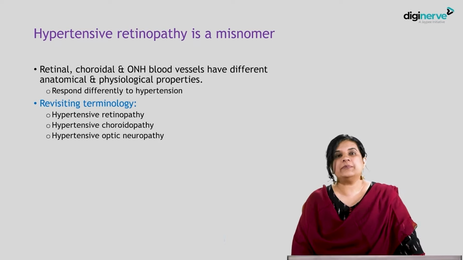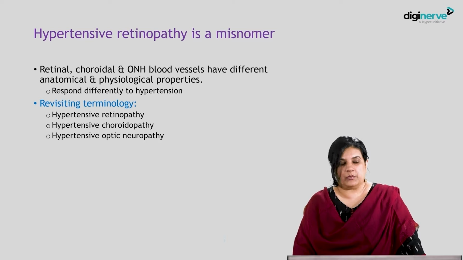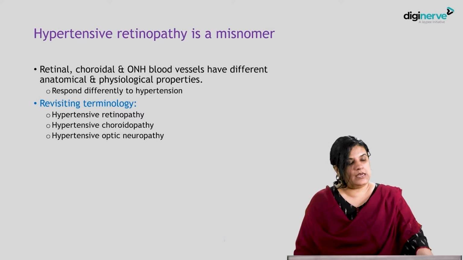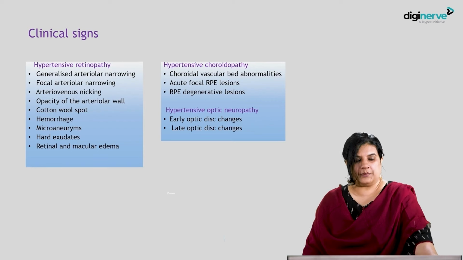Actually, the word hypertensive retinopathy is a misnomer. We know that the retinal, choroidal, and the optic nerve head blood vessels have different anatomical and physiological properties, and they respond differently to hypertension. So, it would be rather better to say hypertensive retinopathy, hypertensive choroidopathy, and hypertensive optic neuropathy.